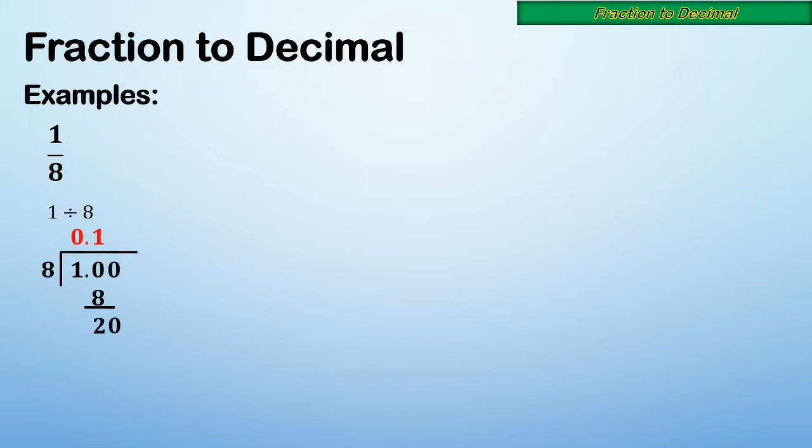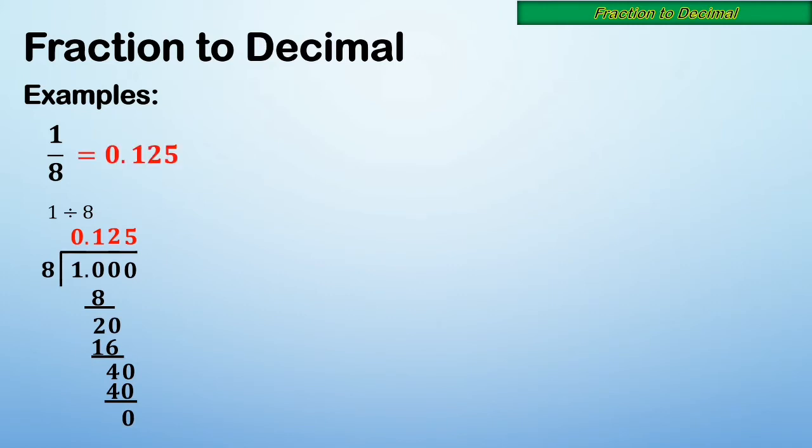That's why we need to have another 0. Then, bring down 0. It becomes now 20. 20 divided by 8 it becomes 2. 2 times 8 is 16. Subtract, you have here 4. Then, another 0. Then, you will have 40. 40 divided by 8 is 5. 5 times 8 is 40. Subtract, then the answer is 0.